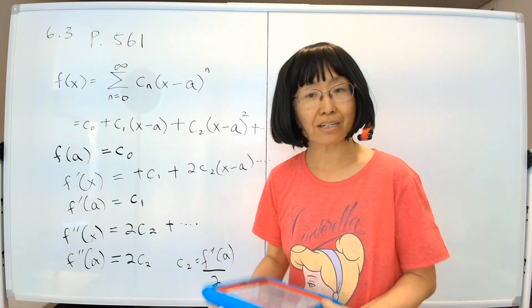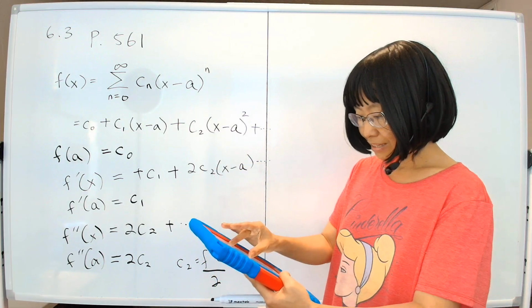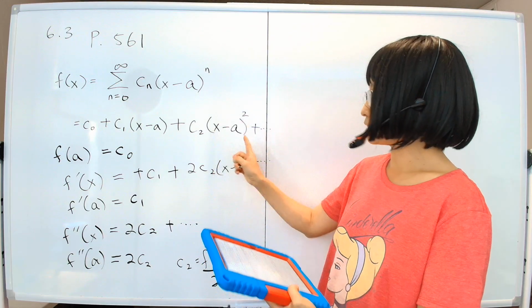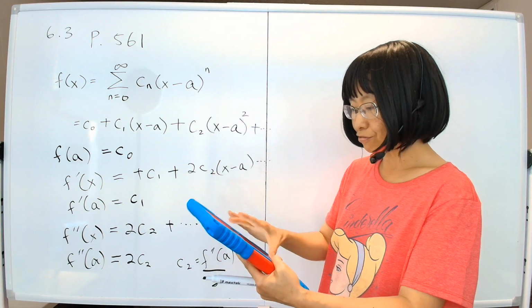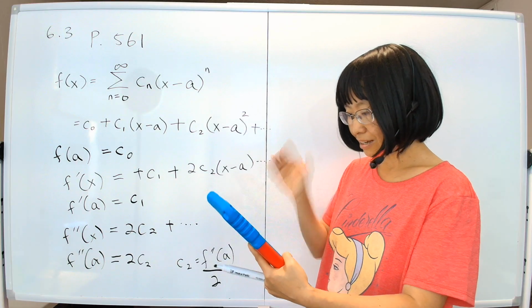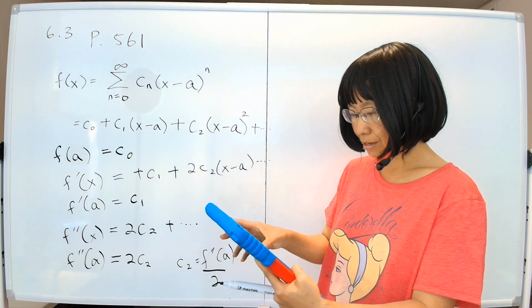And we can continue to do this, and eventually we're going to find out that any of the c coefficients will follow this formula. You just take the derivative enough times, okay, and then everything will come out.